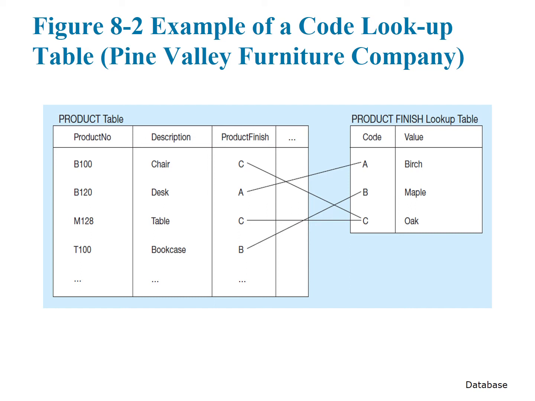So in this case, you probably would not see the product finish table in the conceptual model or the logical design. So you can see in here, C means oak, A means birch, C means oak, B means maple. So maybe there are repeated values we can use like this: product finish lookup table.